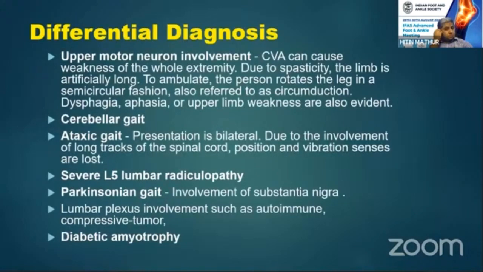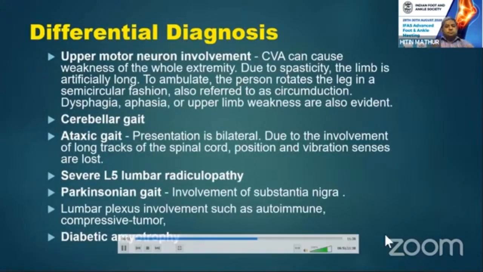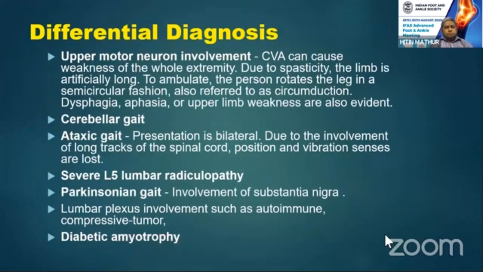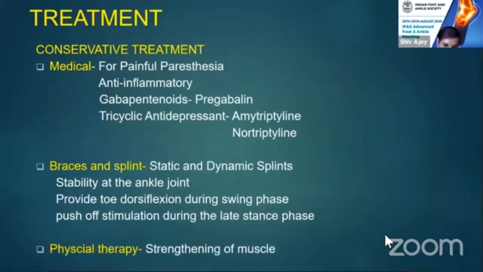So what are the differential diagnoses? Upper motor neuron involvement, cerebellar gait, ataxic gait, severe L5 lumbar radiculopathy, Parkinsonian gait, or diabetic amyotrophy. So what is the treatment for any case of foot drop? After the evaluation, there are two types of modalities of treatment. One is conservative management, the second is surgical management.